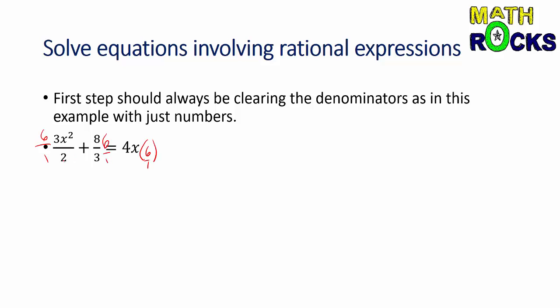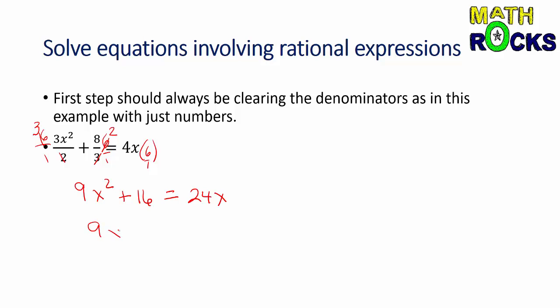The reason for that is I can take 2 and it can divide into 6 evenly 3 times, which gives me 9x squared with no denominator. In the second term, 3 goes into 6 twice, so that leaves me with no denominator but just the number 16. On the other side of the equal sign, there is nothing to reduce, so we multiply by the full 6 and we get 24x. So by doing this, we now have no denominators to work with.